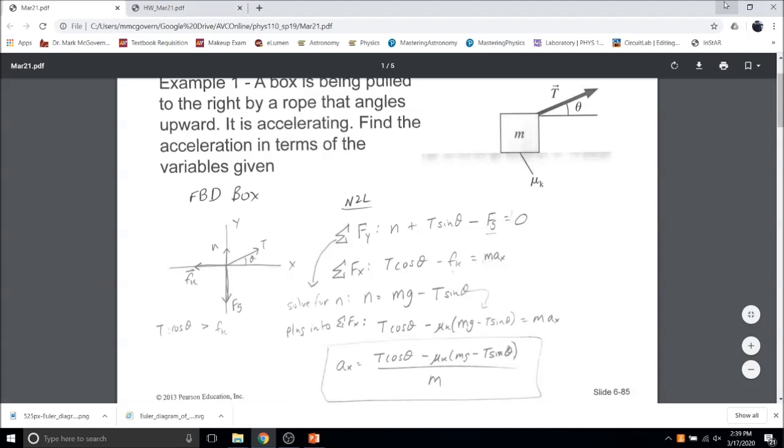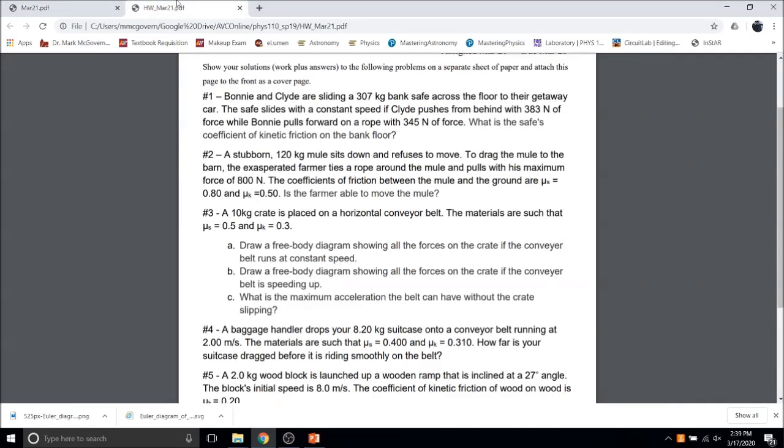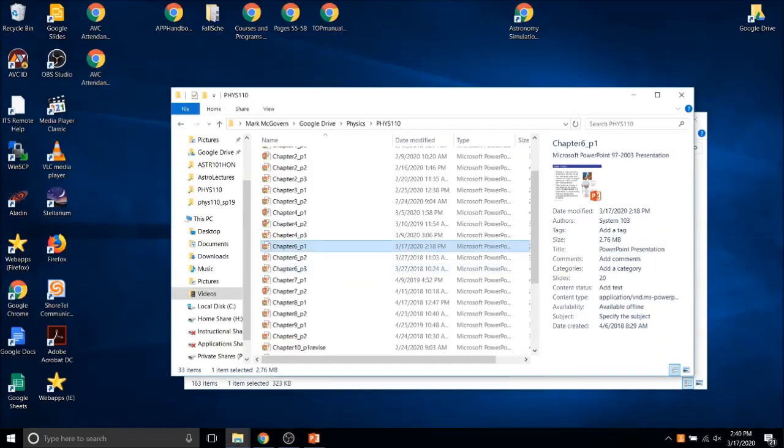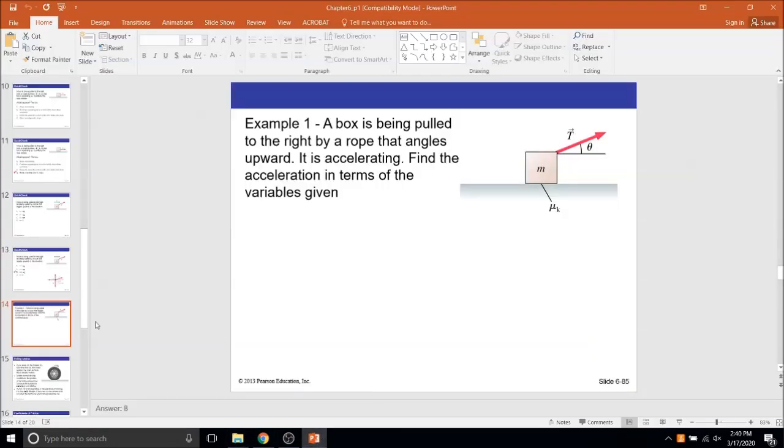Why do I have two of these things up? Oh, that's different. Okay, all right, let's move on.